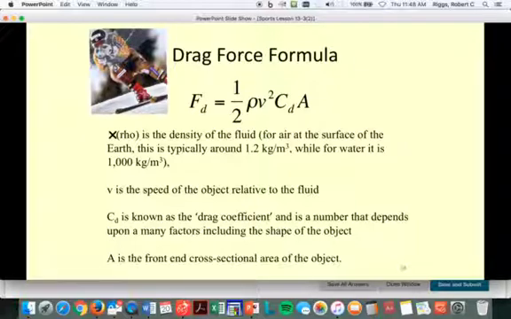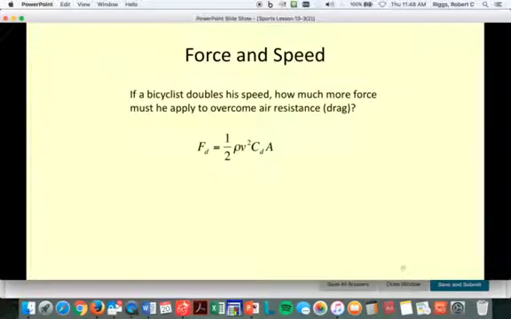You're also going to compute the Magnus force. Well, I'll get to that in a minute. If a bicyclist doubles his speed, how much more force must he apply to overcome air resistance and drag?